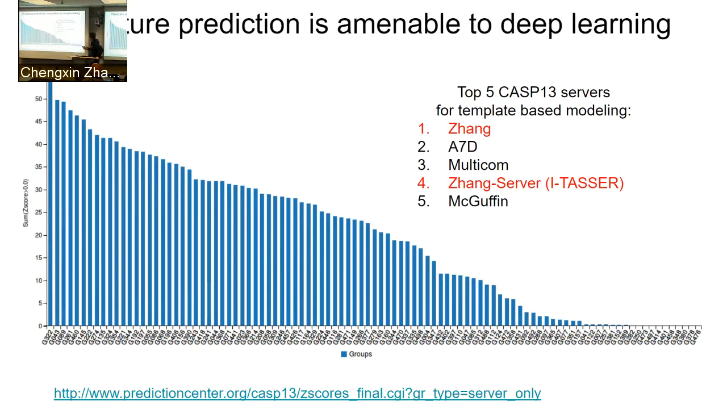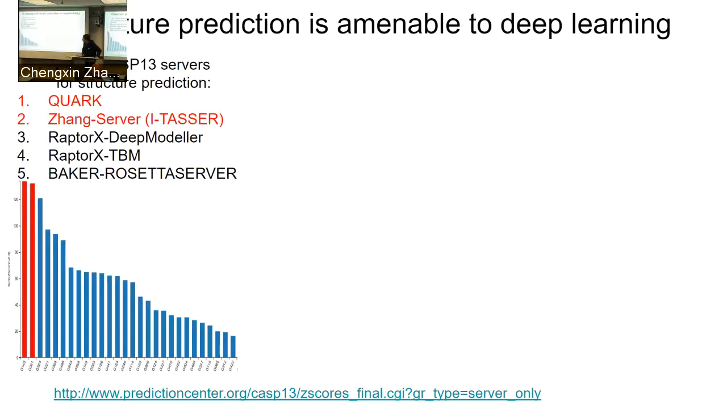And all these groups, they use deep learning. So this is for template-based modeling. And for the protein structure prediction of all proteins, for servers, the first rank group is Quark, which is my thesis project, and then iTasser, and then Raptor and Rosetta.